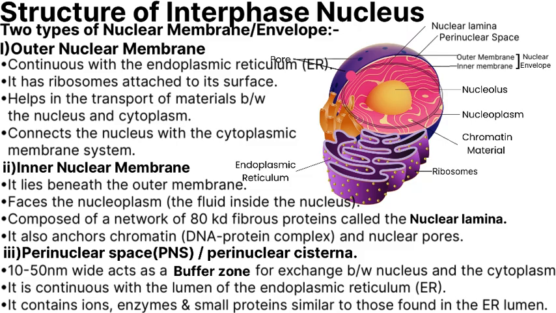As you can see in the diagram we have already done, the outer nuclear membrane and the inner nuclear membrane are combinedly called the nuclear envelope. Then we saw the nuclear lamina, the structure formed by the filaments of the lamin protein, and the perinuclear space in between them, and we saw the RER and the ribosomal structures on them.